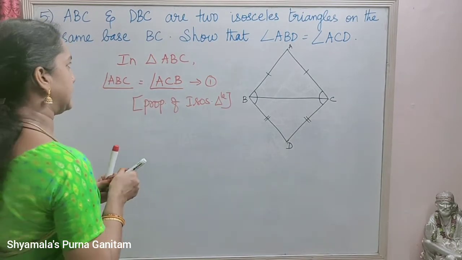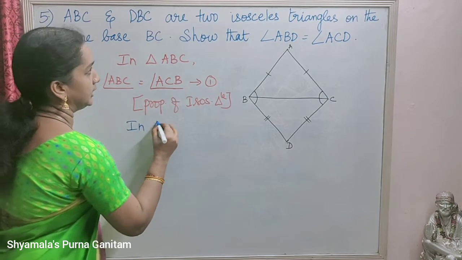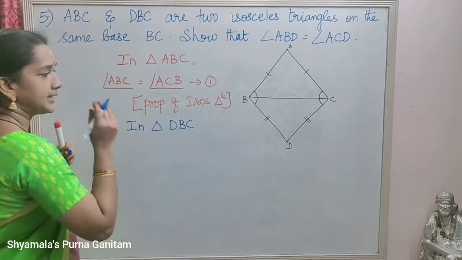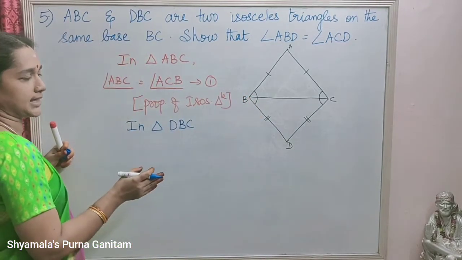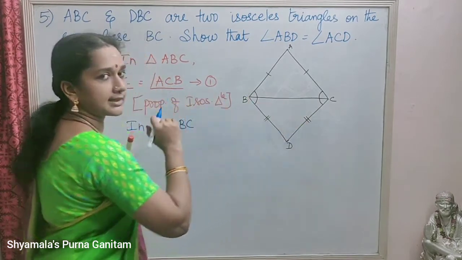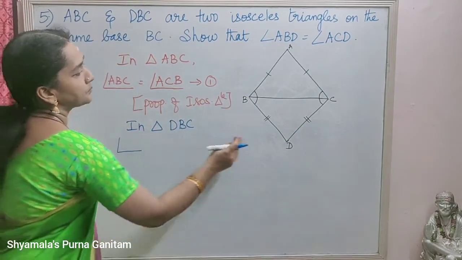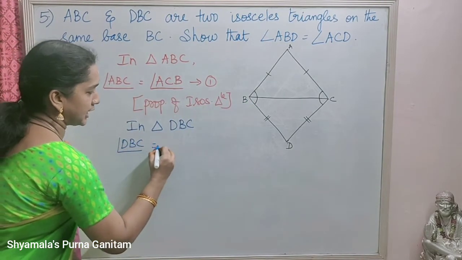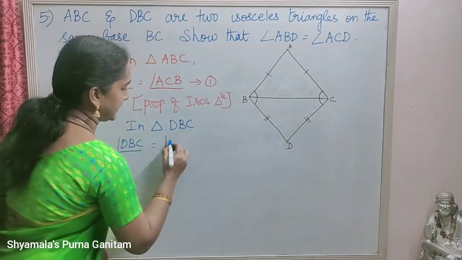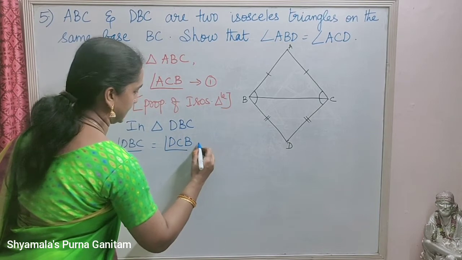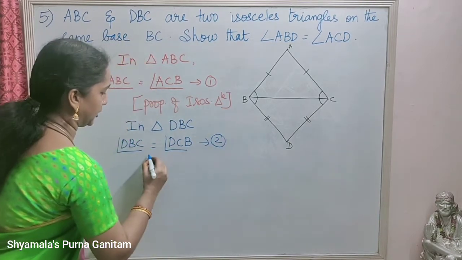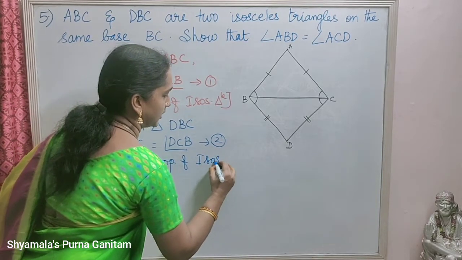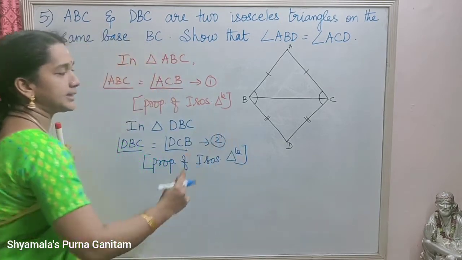Then one more triangle is there, the same thing. In triangle DBC, since it is an isosceles triangle, the angles opposite to the equal sides are equal. So angle DBC is equal to angle DCB. We will take this as the second equation. This is also by the property of isosceles triangle.